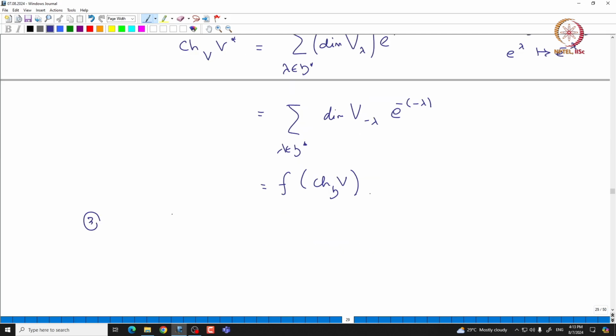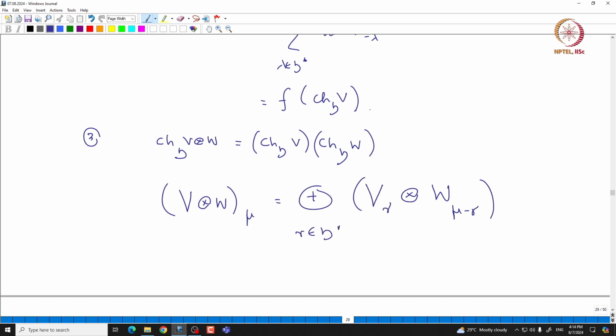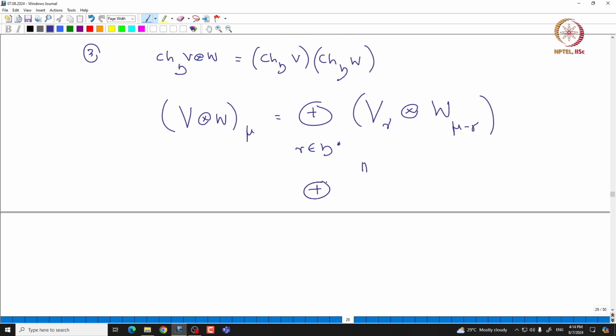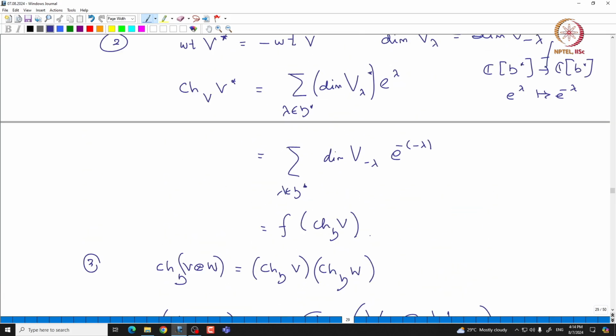Now if you go to the tensor product, you can easily see that the character of the tensor product is just the product of the characters. Again, this follows from the fact that if you take the tensor product and look at the mu weight space, then that is nothing but the direct sum of the individual spaces V gamma tensor W mu minus gamma, where gamma runs over H star. Note that this is also the same as the direct sum of V mu minus gamma dash tensor W gamma dash, where gamma dash again runs over H star. All these things are immediate from the earlier observations.